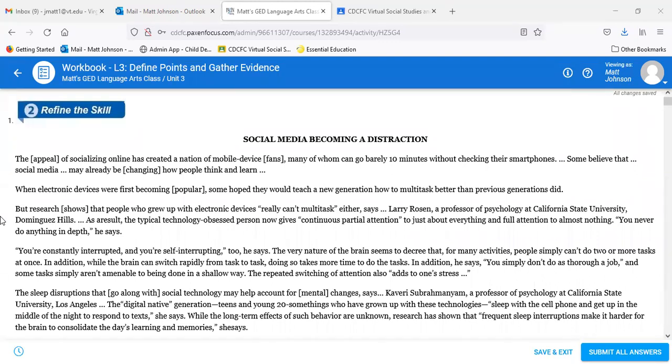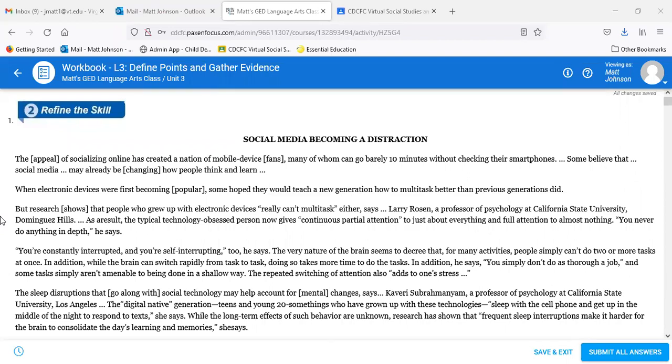Things have changed in that time. So the appeal of socializing online has created a nation of mobile device fans, many of whom can go barely 10 minutes without checking their smartphones. Some believe that social media may already be changing how people think and learn, right? There's the thesis, our main point.